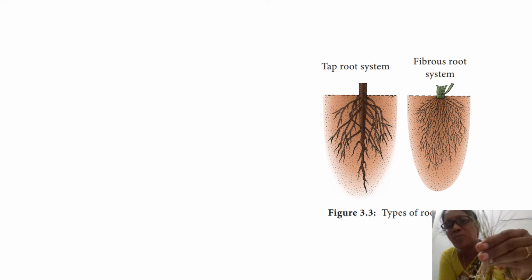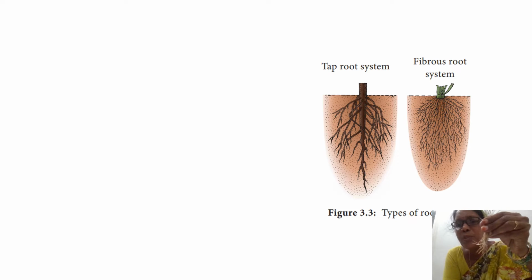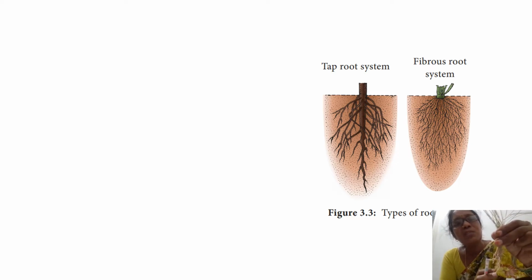Look at the root system. The root system looks like threads, doesn't it? They are similar in length. They grew from a point. They come from one point. They look like hair. They are more or less similar in length. They are fiber like. Such a root system is called a fibrous root system.